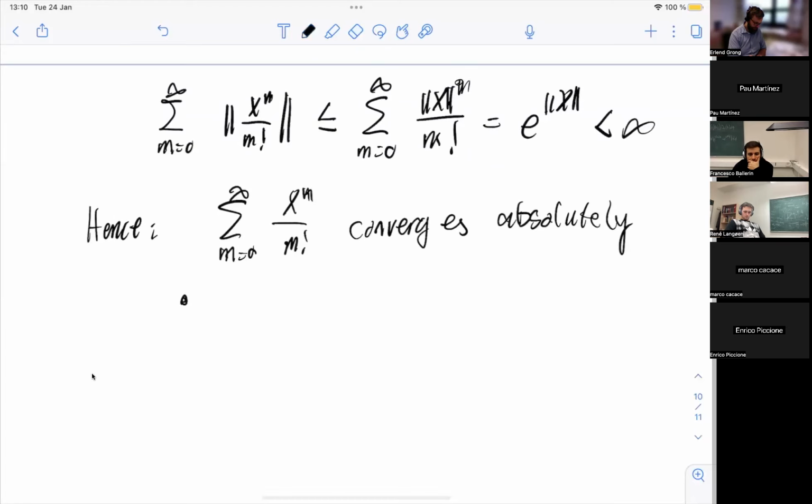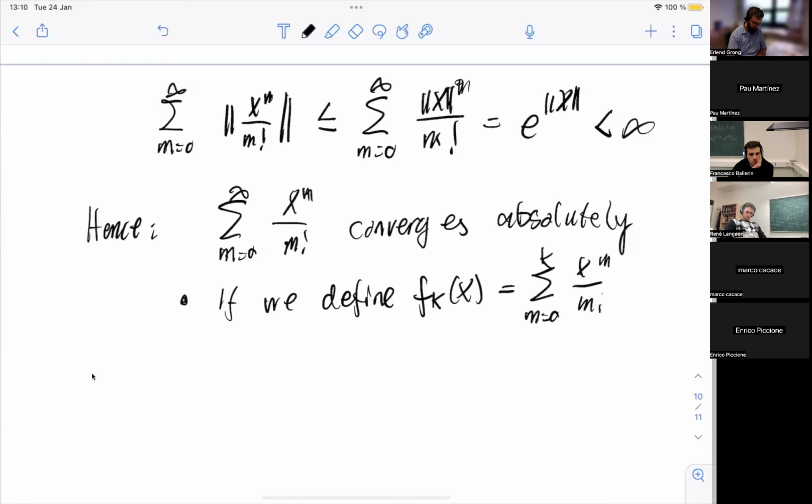So what this means is that if we define f_k of x to be the sum from m equals 0 to k of x^m over m factorial, then exp of x, which is equal to the limit as k goes to infinity of f_k, exists.